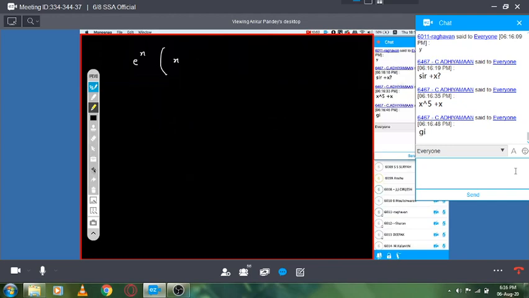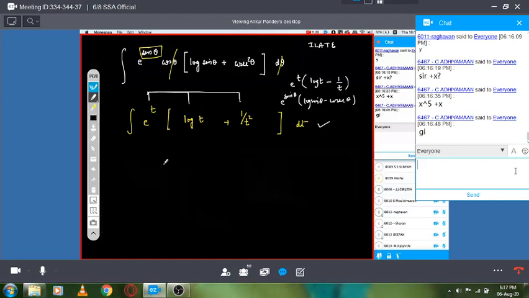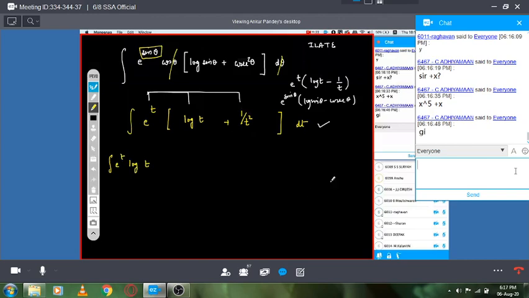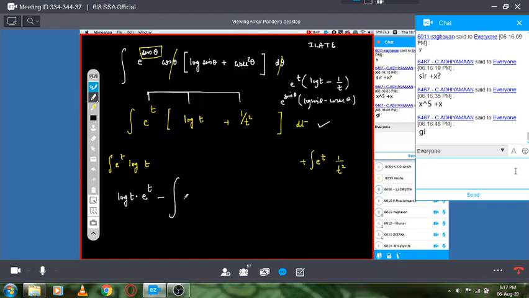Now going to the request of our dear friend for the previous question, the second last step. We have to integrate two functions. So we started with integration of e to the power t log t, plus integration of e to the power t 1 by t square. While doing it by parts method: first as it is, integration of second minus integration of differentiation of first into integration of second.